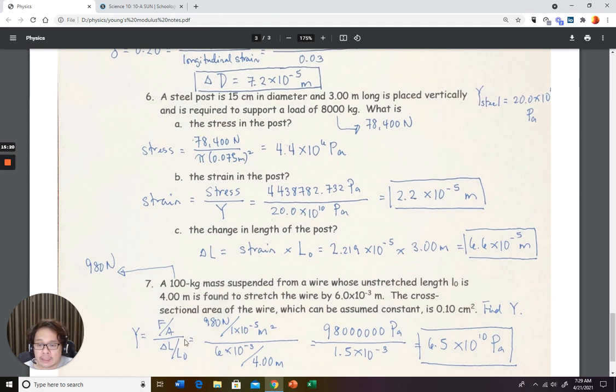The delta L is given. The change in length is 6 times 10 raised to negative 3. It's already in MKS. Naka-meters na siya. No need to convert. And the original length is 4.00 meters. Naka-MKS na rin. We compute for these two sa baba, 1.5 times 10 raised to negative 3. Again, unitless ang ating strain. This divided by this, you get 6.5 times 10 raised to the 10 Pascal.